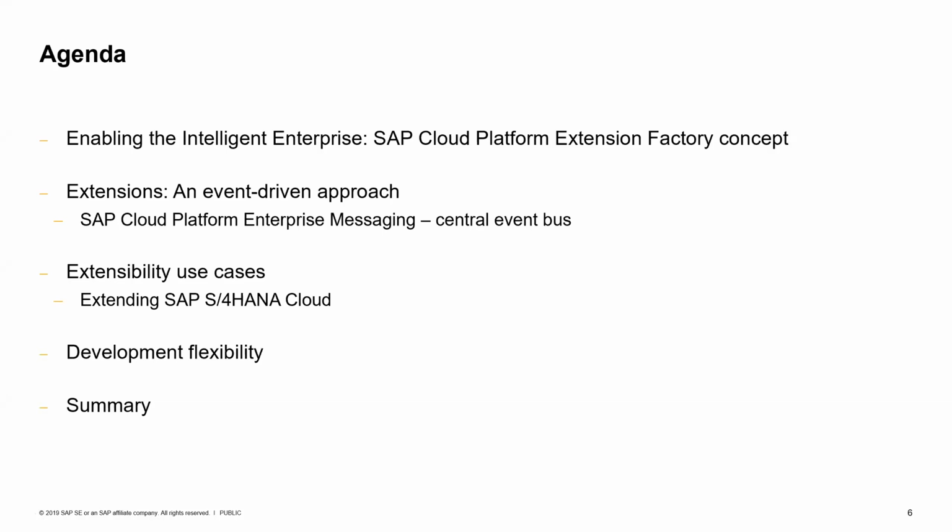Okay, perfect. So today I'm here to talk to you about the extension factory concept and how it enables the intelligent enterprise. We'll then talk about extensions and in particular an event-driven approach. Obviously, not all extensions have to be event-driven. They can also be with APIs. But here we're going to be looking at the enterprise messaging service and its central event bus and the role it plays when it comes to event-driven extension applications. Then I'm going to show you a short demo about how it's possible to extend SAP S/4HANA Cloud. We'll be looking at a business partner create event as an example. And then I shall be talking about some of the development flexibility for you, and then a short summary to wrap things up. So before we lose connectivity again, I shall get started.